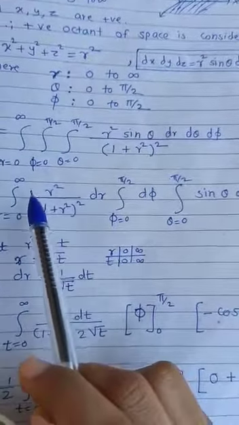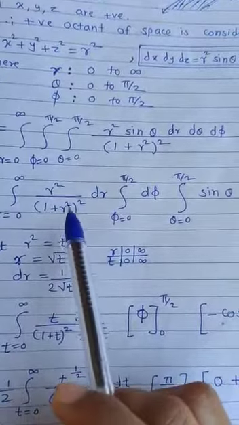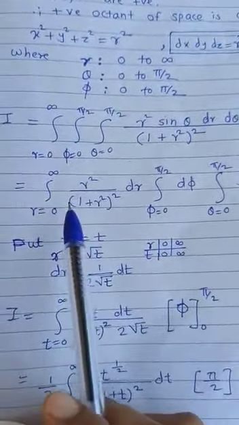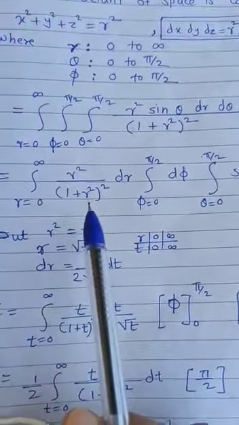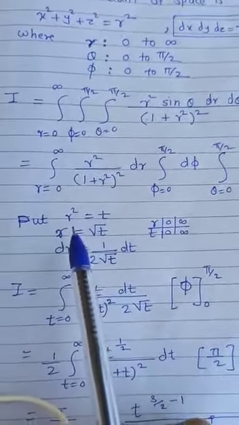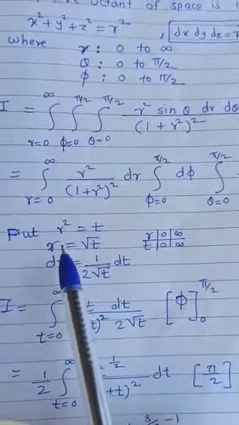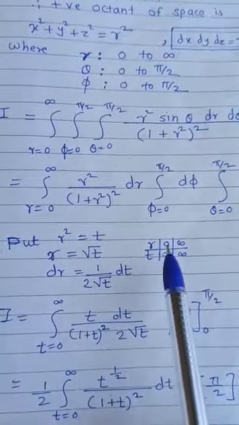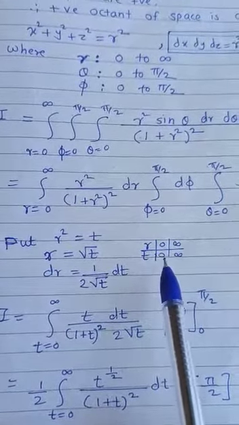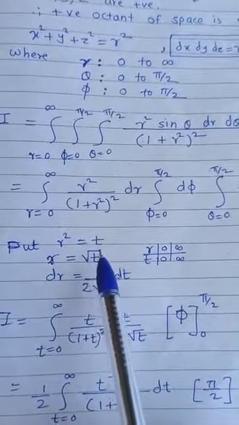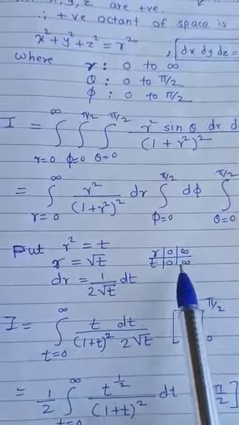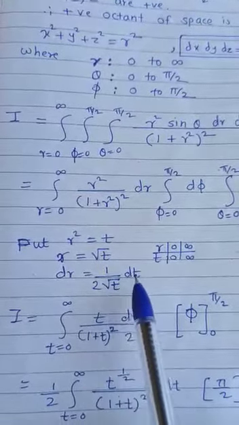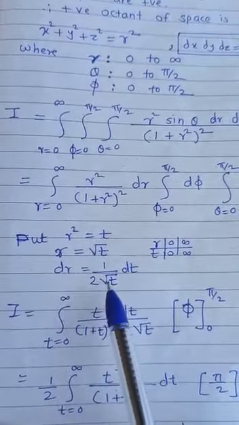But for this integration, r square upon (1 plus r square) whole square, we will use the beta function. So here you have to substitute r square equal to t. So r equal to root t, and therefore the limit for r, 0 to infinity, the t limits will be 0 to infinity, because root of 0 is 0 and root of infinity is infinity. So the limit will not be changed, and dr will be 1 upon 2 root t dt. The differentiation of root t is taken here.